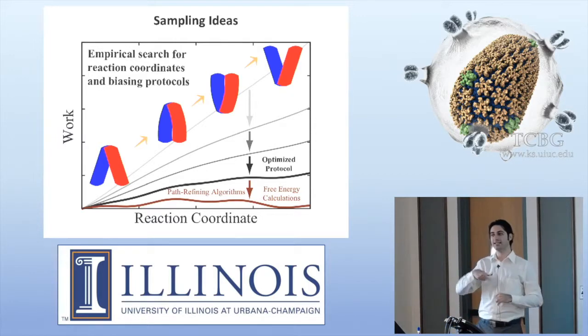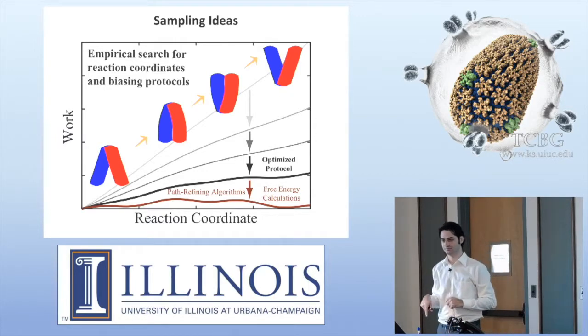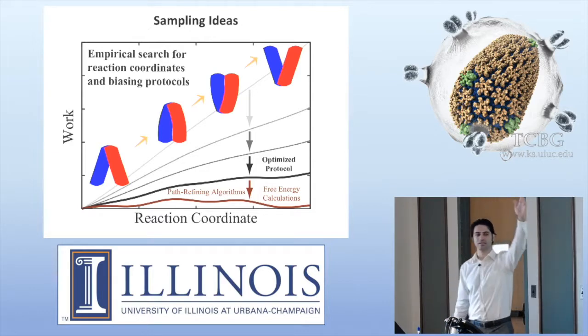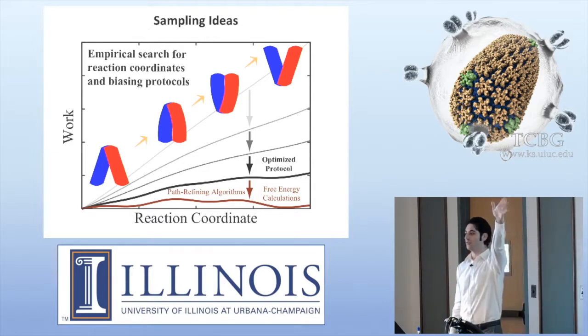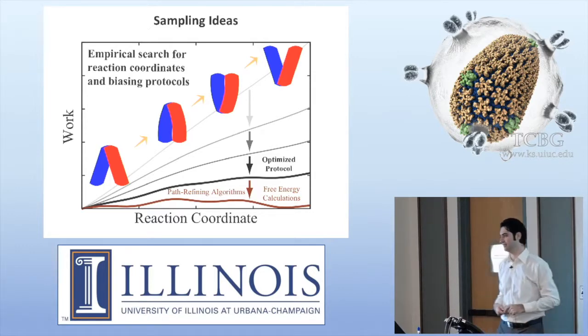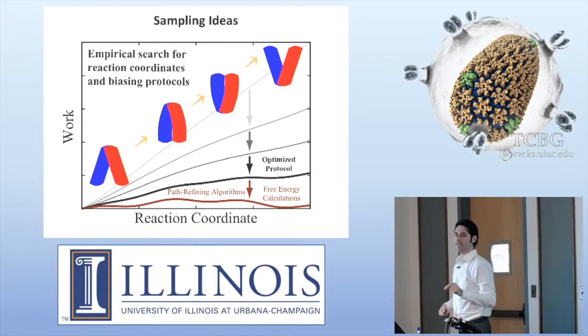Or the overlap between the windows. How many windows do you need? It's related to the amount of work that you get. These are all related things. So if you start with a protocol that requires a lot of work, that means you also need a lot of replicas for your umbrella sampling simulation. And also, it means that you are far from equilibrium.